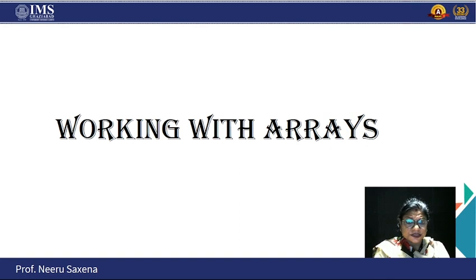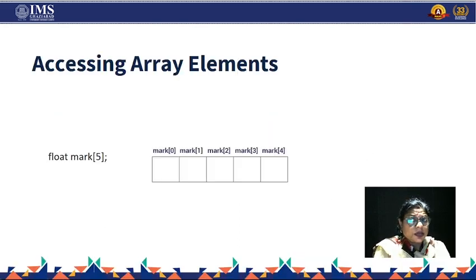Today I am going to discuss working with arrays. Once we declare the array, for example by declaring float mark[5], this is known as the array declaration. Array declaration means we declare the mark array with a size of 5, which is of float data type.